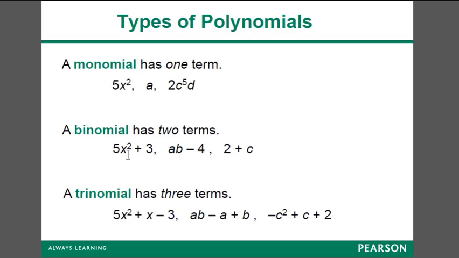A binomial has two terms. We have two different things added together, and they are already simplified to where we've combined all like terms, and we still have two terms. So this is a binomial. 5x squared plus 3, or ab minus 4. Notice our terms are separated by addition or subtraction signs. A trinomial has three terms, tri meaning 3. So we have 5x squared plus x minus 3, 3 terms. ab minus a plus b has 3 terms, so this is a trinomial. Anything larger than 3 terms is just called a polynomial, meaning multiple terms.